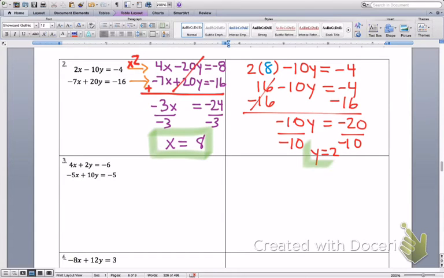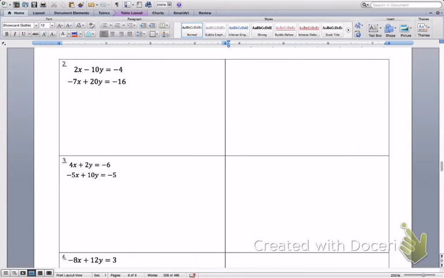So we have our second answer, second part of our answer. So these lines intersect at the point 8, 2. Final answer is 8, 2. All right, let's go ahead and move on to the next problem.